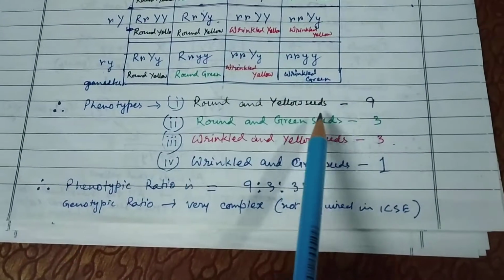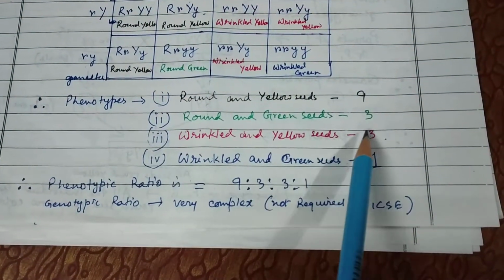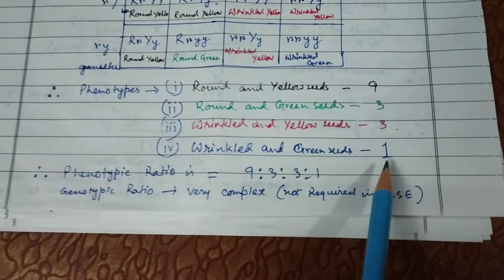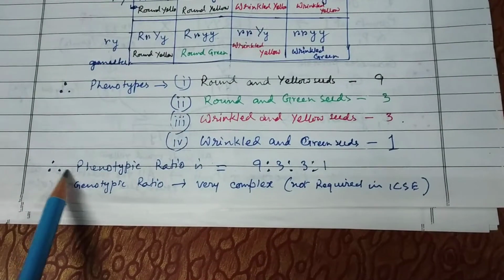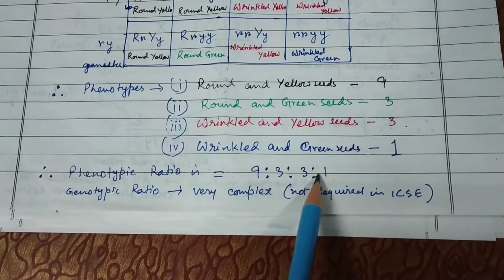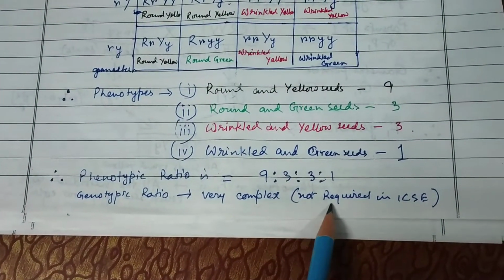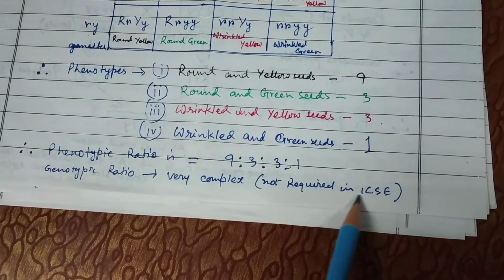Phenotype is different and phenotypic ratio is different. Look at this. This is the phenotype: round and yellow, round and green, wrinkled and yellow, wrinkled and green. So the phenotypic ratio is 9:3:3:1. The genotypic ratio, being very complex, is not required in the ICSE syllabus.